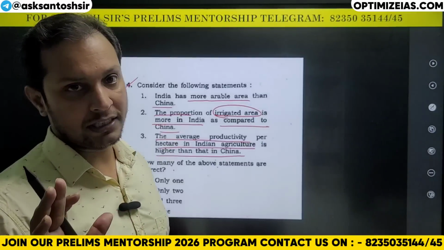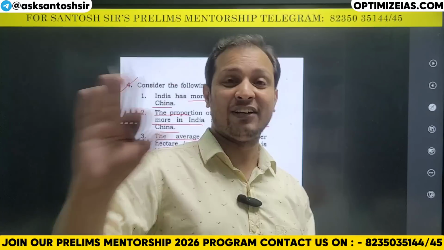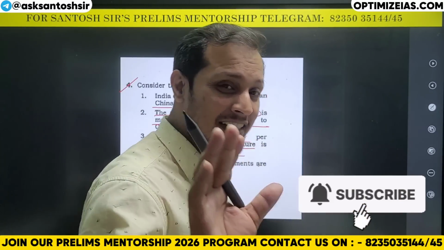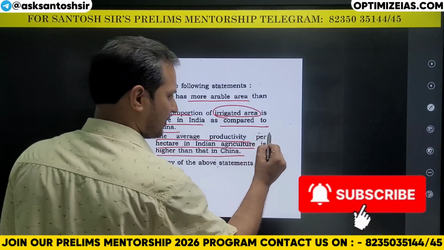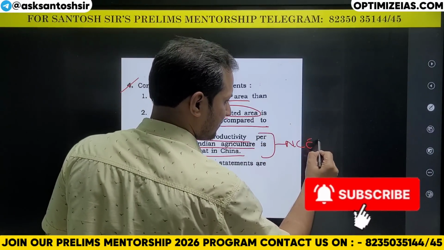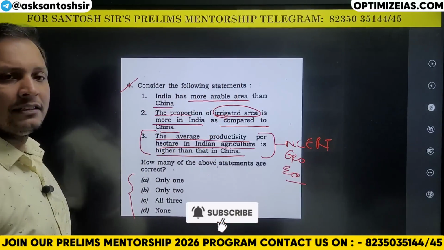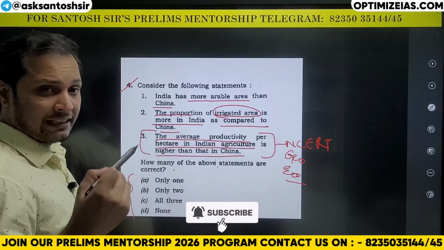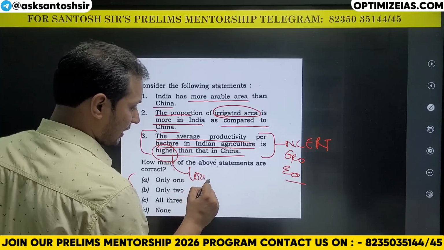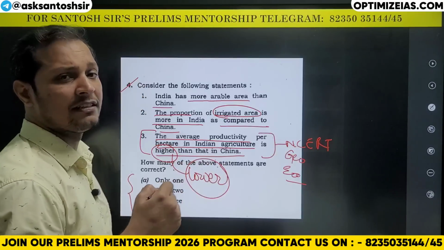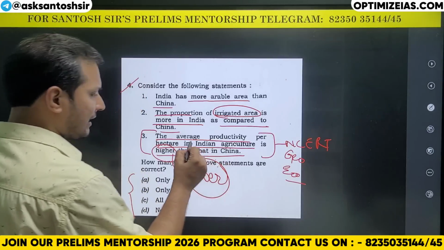Guys, first of all, you have to have basic knowledge. If you are of that category, where you say I don't have any knowledge, then it is very difficult. But if you have read the basic NCERT books, this statement is directly taken from the Geography NCERT and Economy NCERT. Guys, India's agriculture productivity is lower than China, not higher than China. It is lower than China, lower than most of the countries. So this is an incorrect statement.